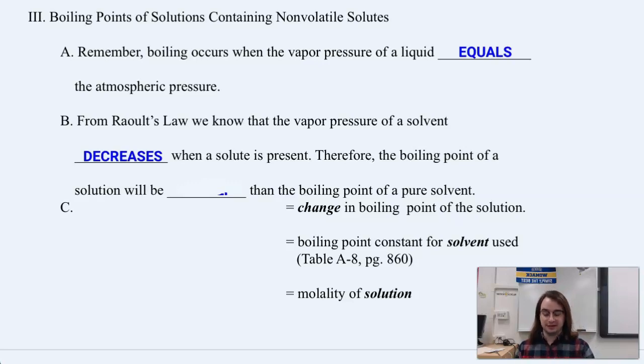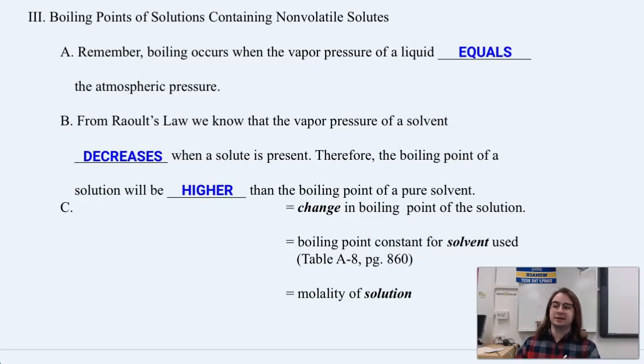Because of this, we can then also assume that the boiling point will be higher for a solution than for a pure solvent. I almost said the wrong thing. So this is actually something that we just did in the lab, and hopefully you discovered this as well. We were boiling pure water, and we were comparing it to the boiling point of salt water. Hopefully you noticed during that lab that the salt water boils at a higher temperature than the pure water does.